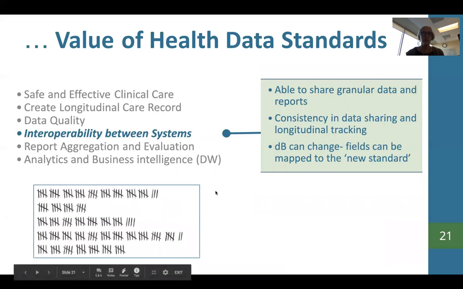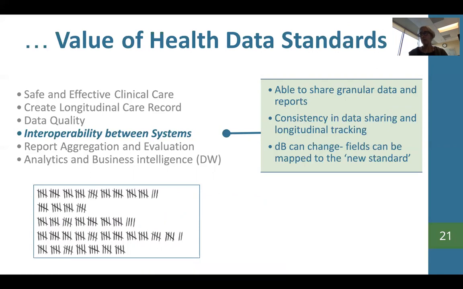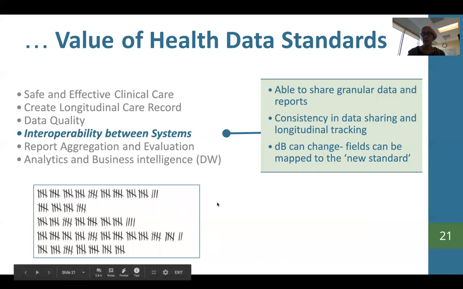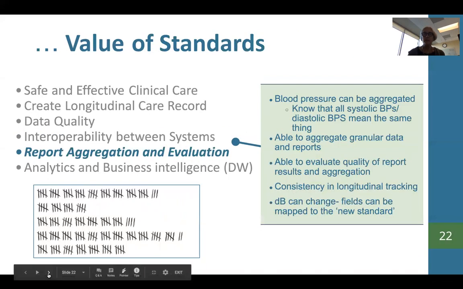Then interoperability between systems. We know this is critical. This is how we share data between systems. How do we know that what you're recording in one record is the same as what's being recorded in another record? So the health data standard allows us and facilitates this consistency and longitudinal tracking. It also allows us to share granular data, that's like the specific data, so that we can make sure it's the same between them. Report aggregation and evaluation is really important.